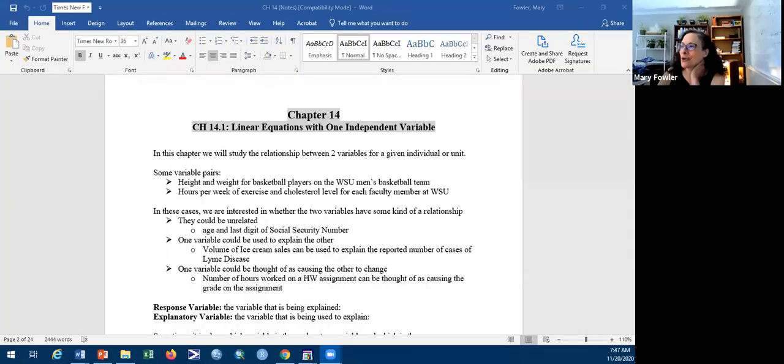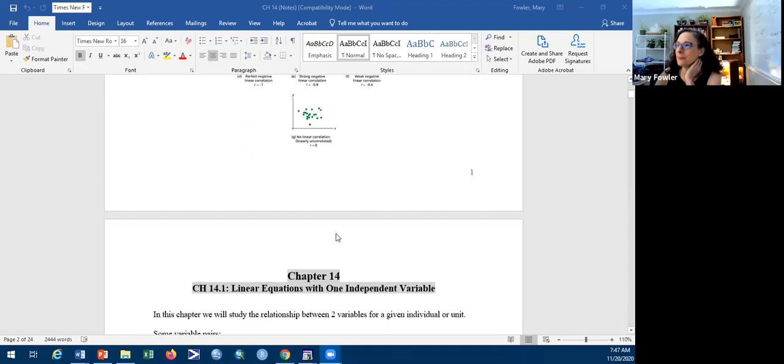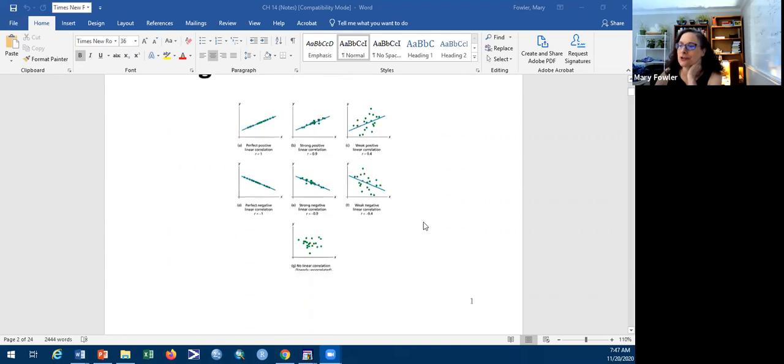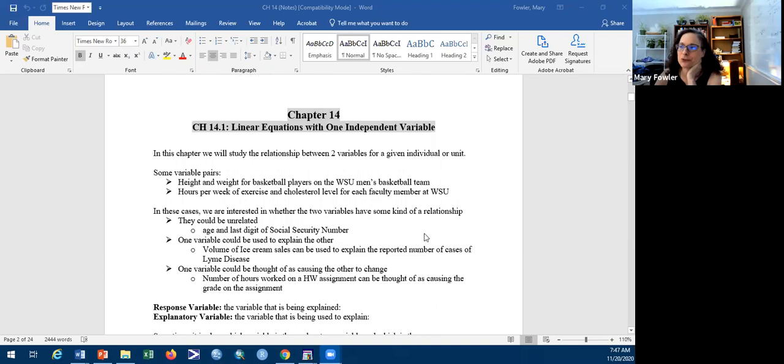All right. So this chapter is about descriptive measures in regression and correlation. Okay, so we'll get to what those words mean.